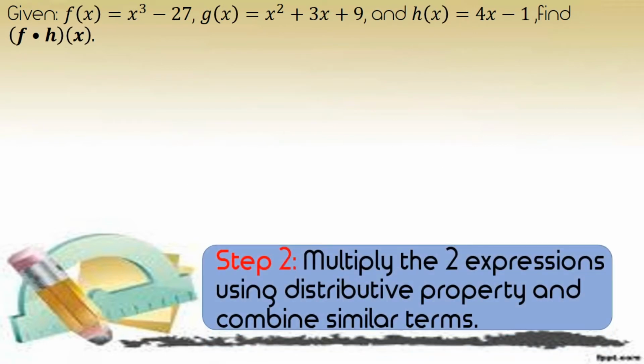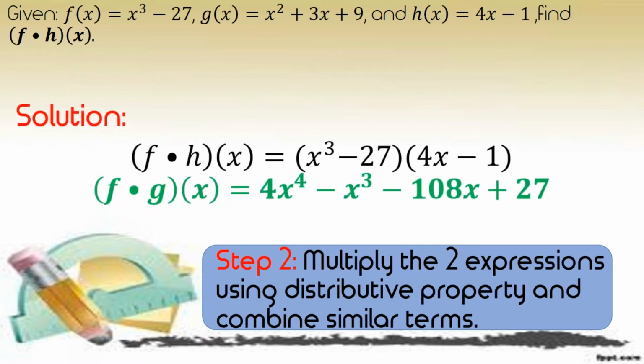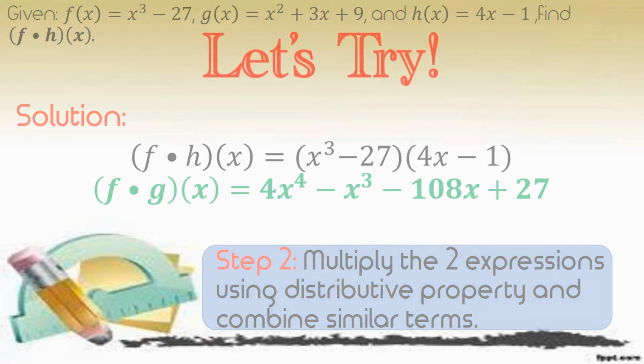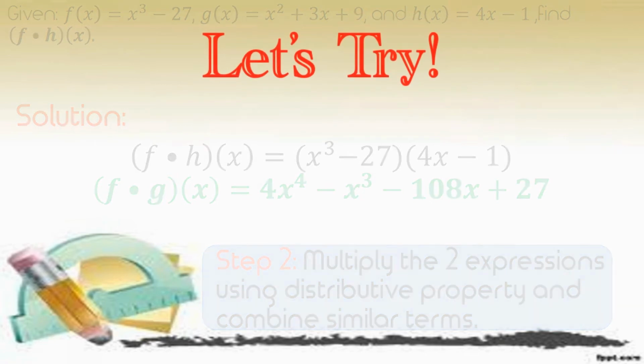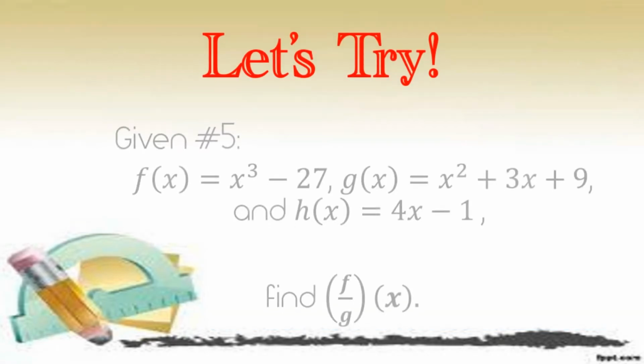The next step is to multiply the two expressions using distributive property and combine similar terms. If we multiply the given terms, it will result to 4x to the fourth minus x cubed minus 108x plus 27. For the last example under operations on functions, let us have example number 5.